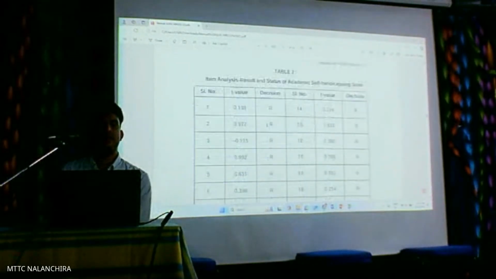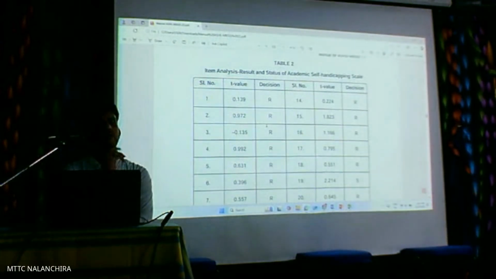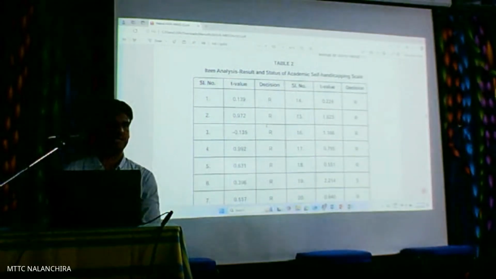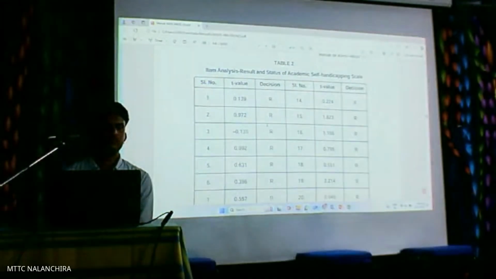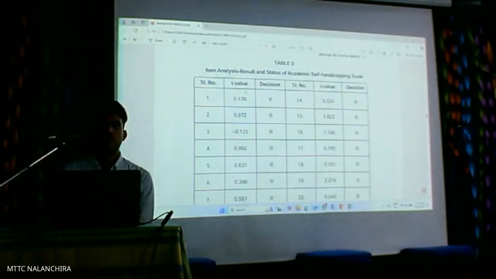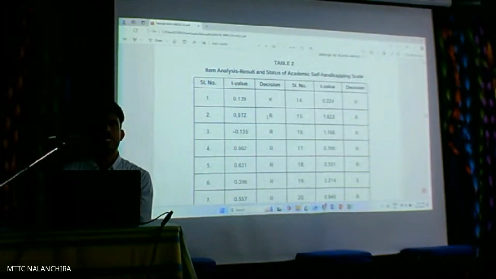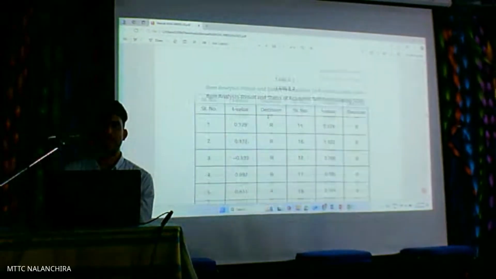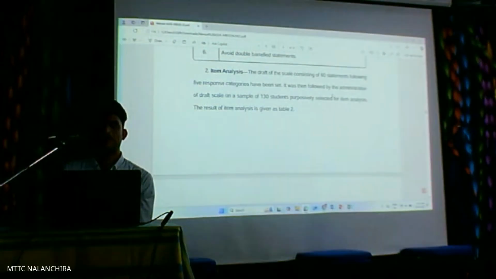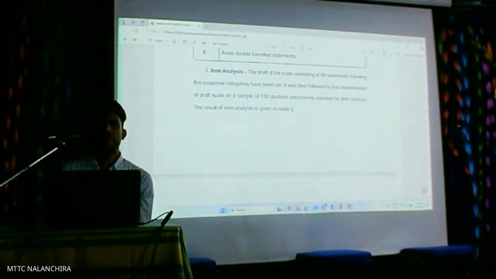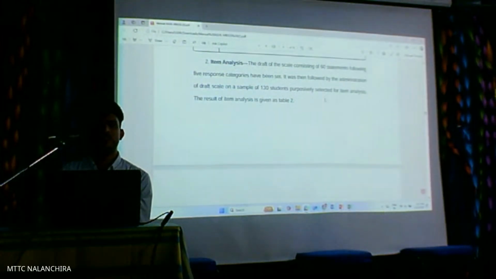This is the t-value. The t-value is confusing. Actually, we are doing the independent sample t-test. So what we have done, we go for the first group, second group, high and low group. That is mentioned here, the process of, see, a sample of 130 students purposely selected and item analysis has been carried out.